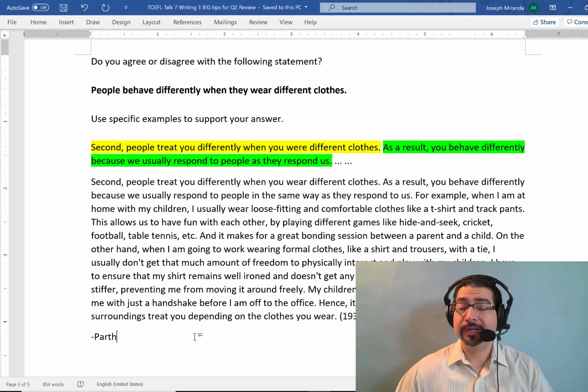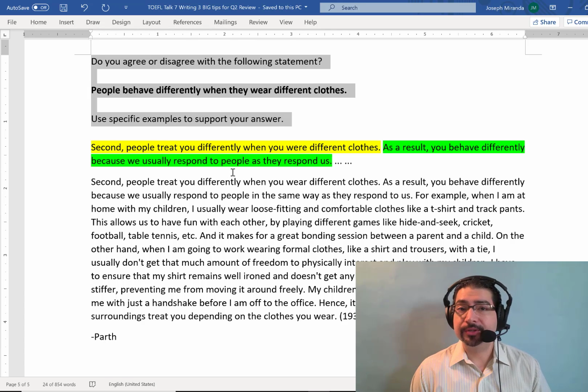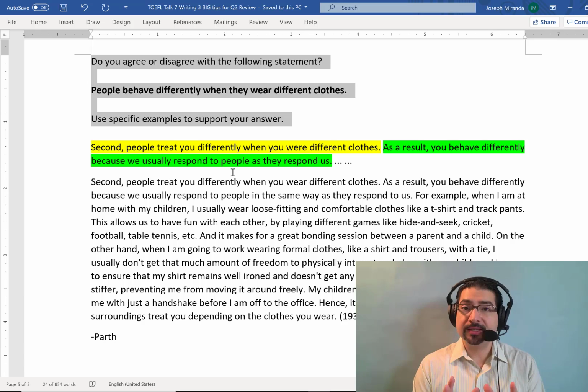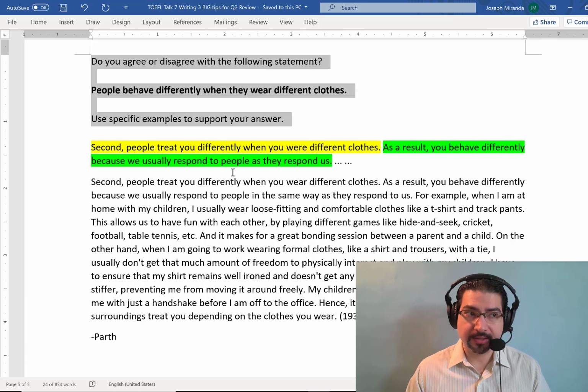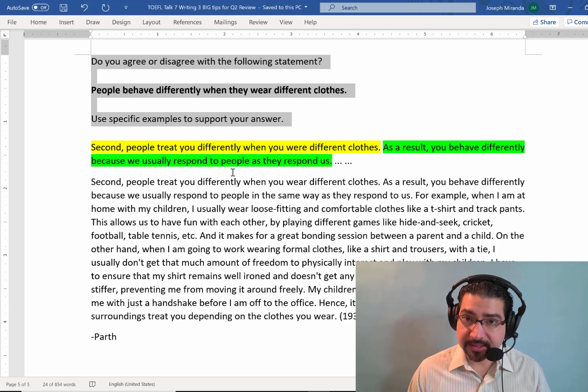And so this is the question that we worked on for the past 4 episodes, right? Do you agree or disagree with the following statement? People behave differently when they wear different clothes. Use specific examples to support your answer. So this is an example question 2 that you'll get, and you'll have 30 minutes to write your essay on.